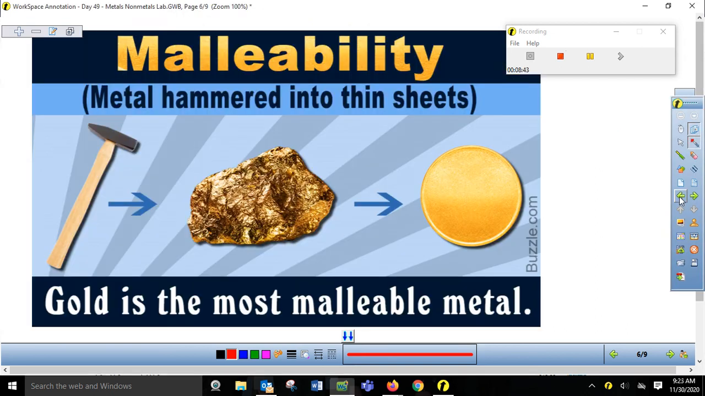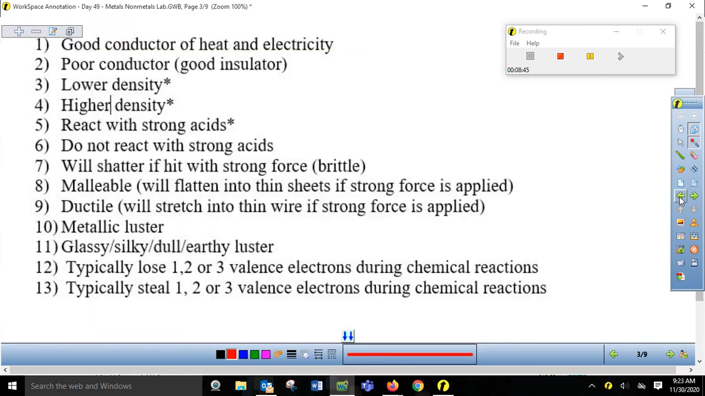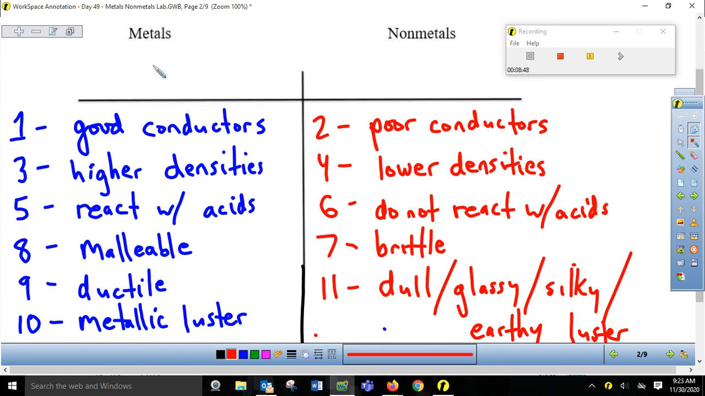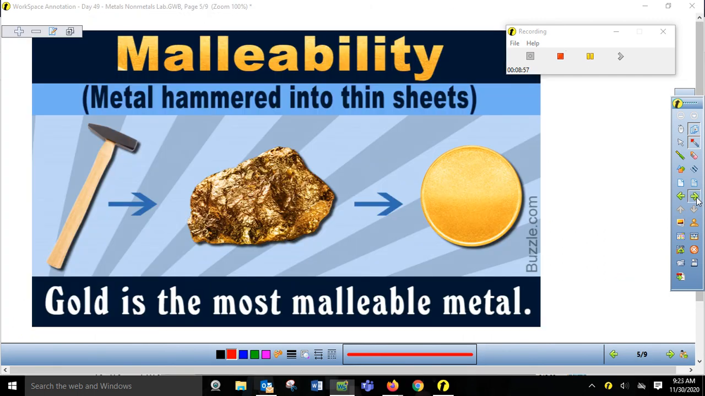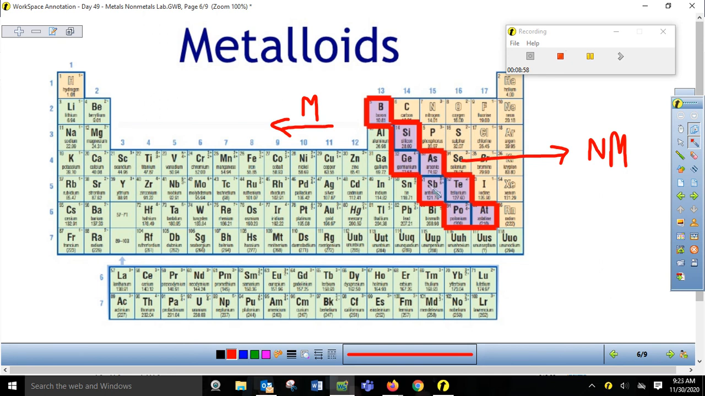So if we go back to our T-chart, if a chemical is a metalloid, it's going to have some properties of metals and it's got some properties of nonmetals. So if it has both the properties of metals and nonmetals, we would classify it as a metalloid, and you would know it's one of these 8 elements.